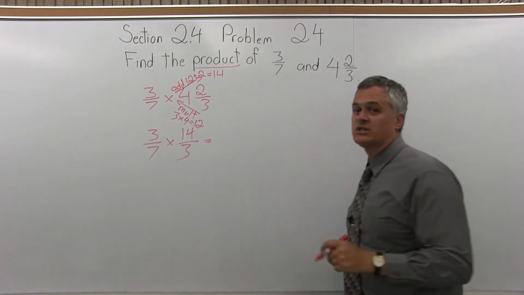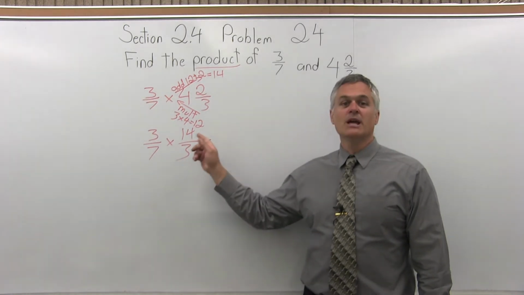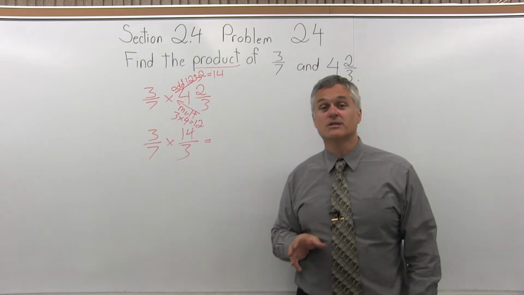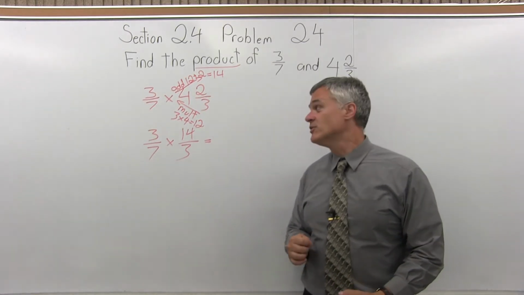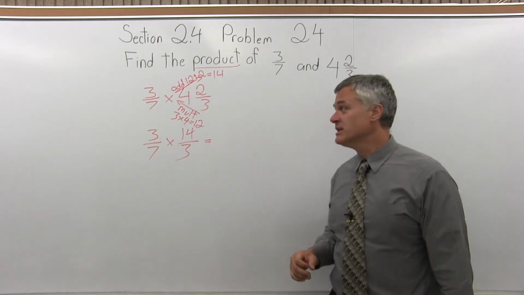Now I have two fractions with only a numerator and a denominator, so I can multiply across the numerators and across the denominators. Now this is typically a good point to check to see if you can pre-reduce the problem. And if you can, it'll make it a little bit easier. And this one does pre-reduce pretty nicely.